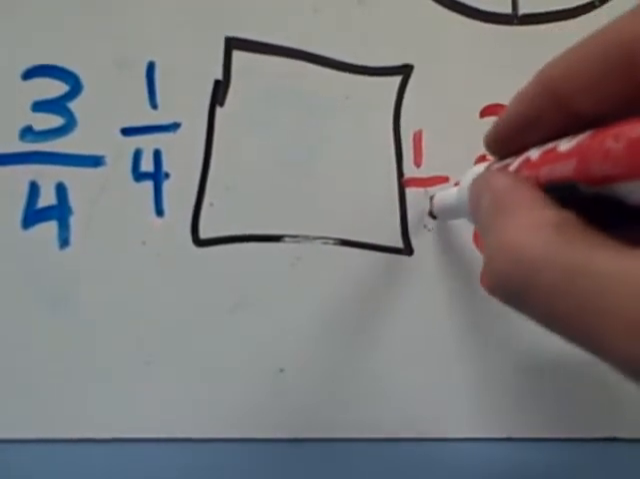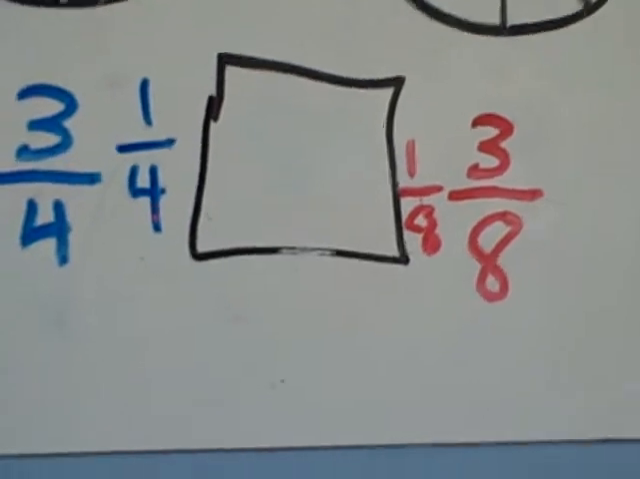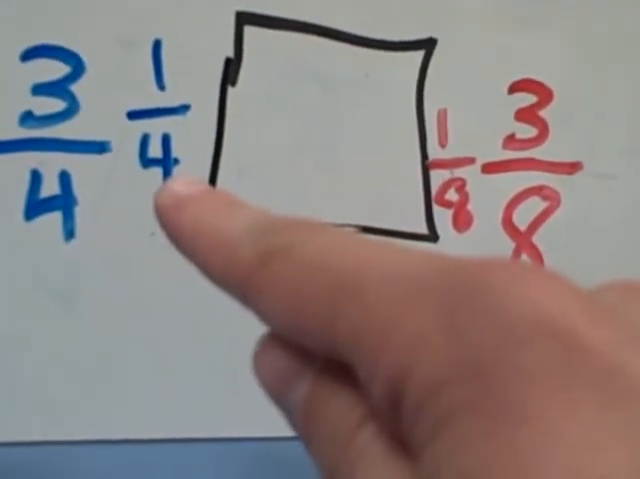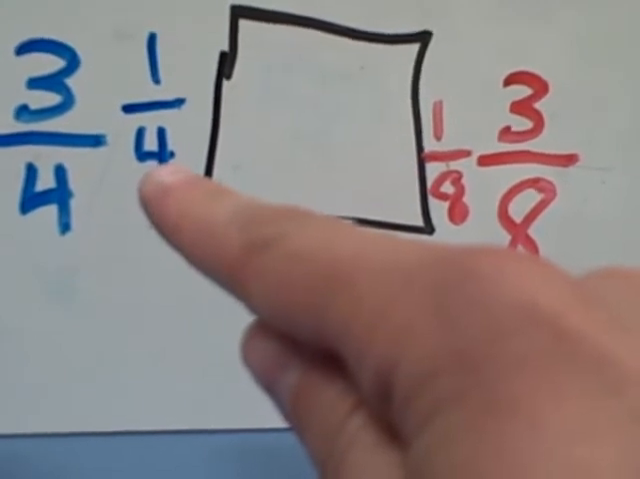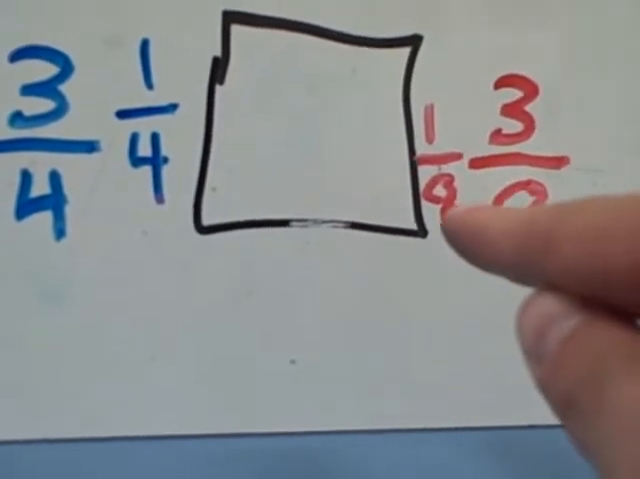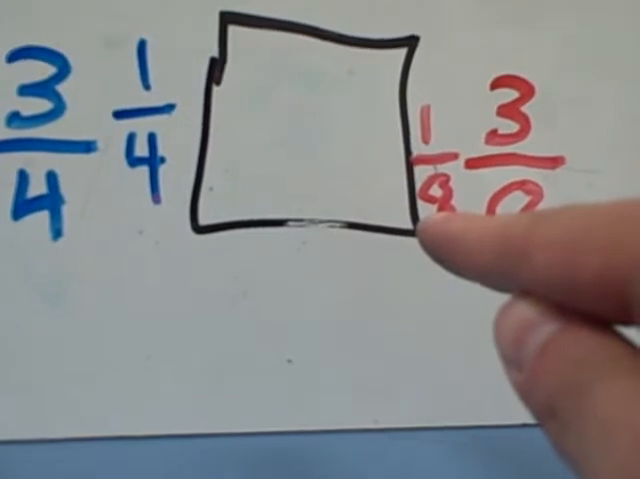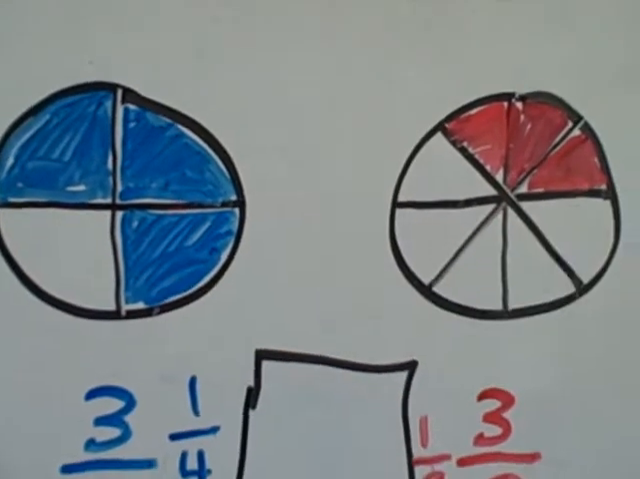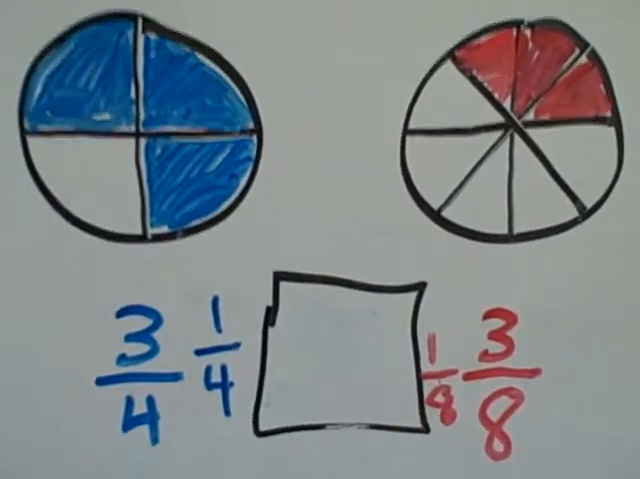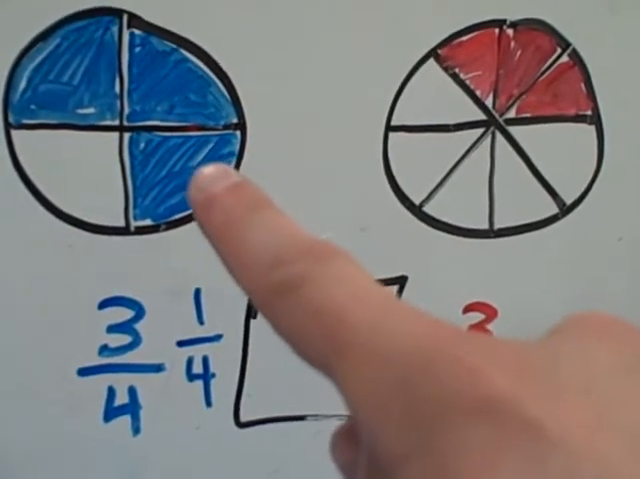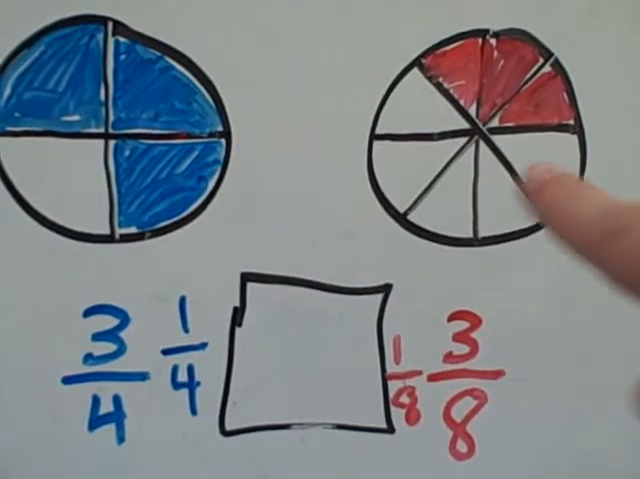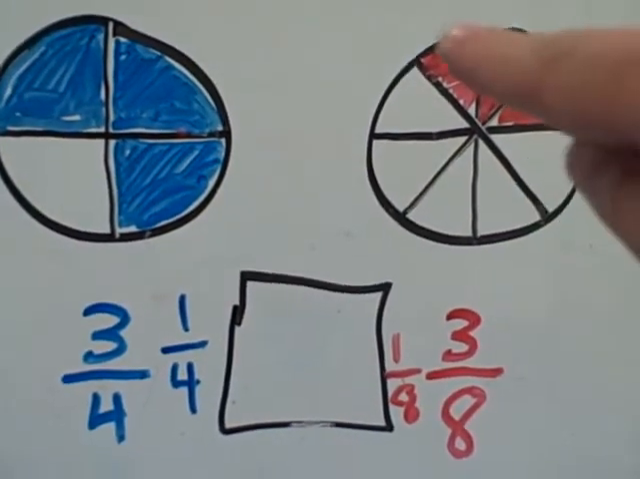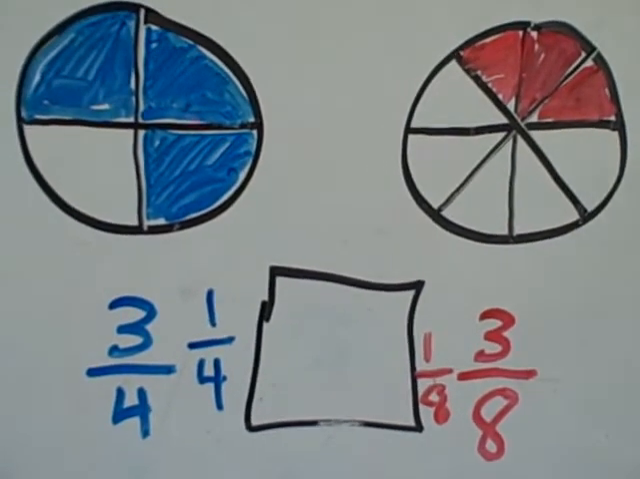And what's the unit fraction for 3/8? That's right, 1/8. Now think to yourself, if you split up a whole into 4 equal parts, will they be bigger than if you split up that same whole into 8 equal parts? And the answer is yes. The fourths are much bigger than the eighths. So if 1/4 is bigger than 1/8, then 3/4 is going to be greater than 3/8. And there's your answer.